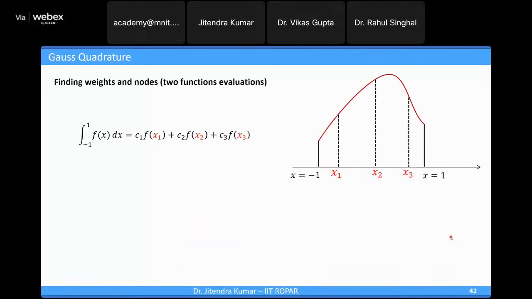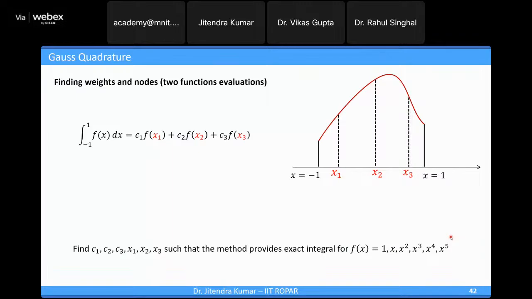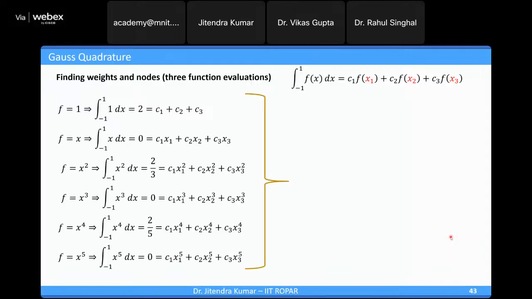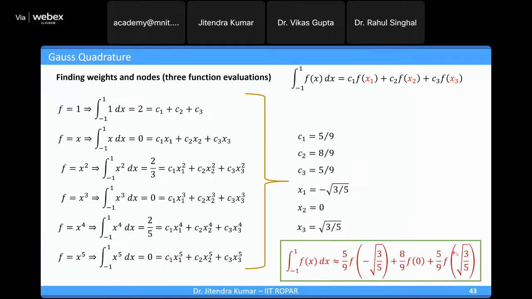Similarly, you can extend this for 3 nodes. That means you have 6 unknowns and you have to go now up to degree 5. So 1, x, x squared, x cubed, x to the 4, x to the 5, and you can actually do so. You have these 6 equations and you can solve them. Again you will get C1, C2, C3, X1, X2, and X3 in this way. So we get this formula with just 3 evaluations, and the accuracy is of order 6. Earlier it was up to degree 3, so accuracy was up to order 4.